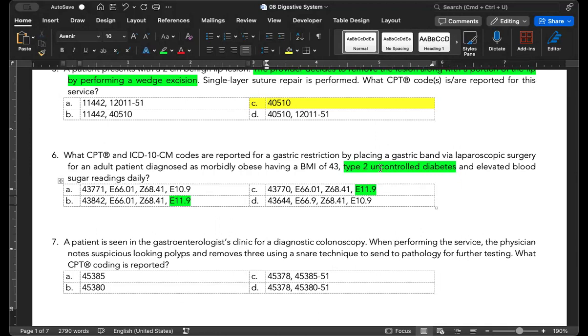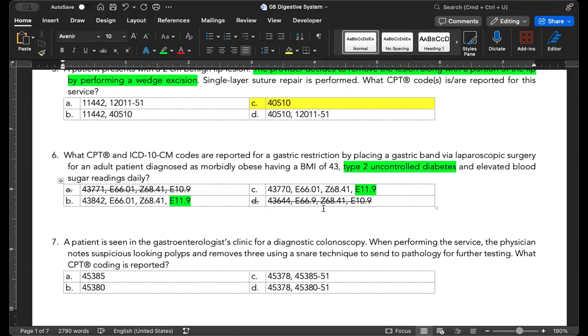So you are not incorrect. I have argued this with AAPC and they keep telling me that they're not going to update this. Because it is uncontrolled, from a real world perspective, E11.9 should technically be E11.65. If you look in your alphabetic index and go to uncontrolled, it gives you E11.65. But from a testing perspective, if they do not give you E11.65, choose whatever is closest and move on. From a real world perspective, 100%, it should be E11.65.